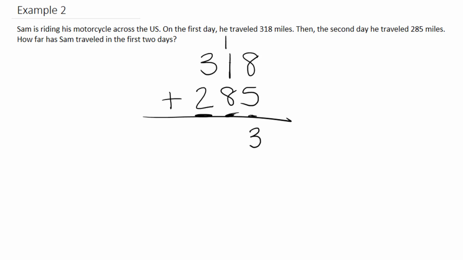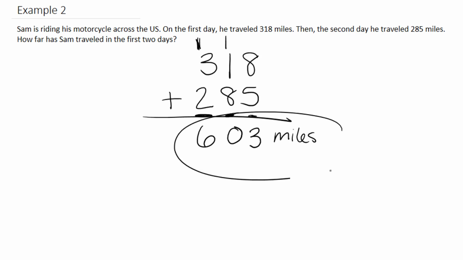So now we have 1 plus this 8, which is equal to 10. So we put that 0 below, and we carry that 1, as that 1 represents a whole 100, and we want to make sure that we're adding it to the hundreds place values. So now we have 1, 3, which is 4, plus 2, which is equal to 6. So we have 603 miles that Sam has traveled. This would be our solution. So let's now go over another example here.